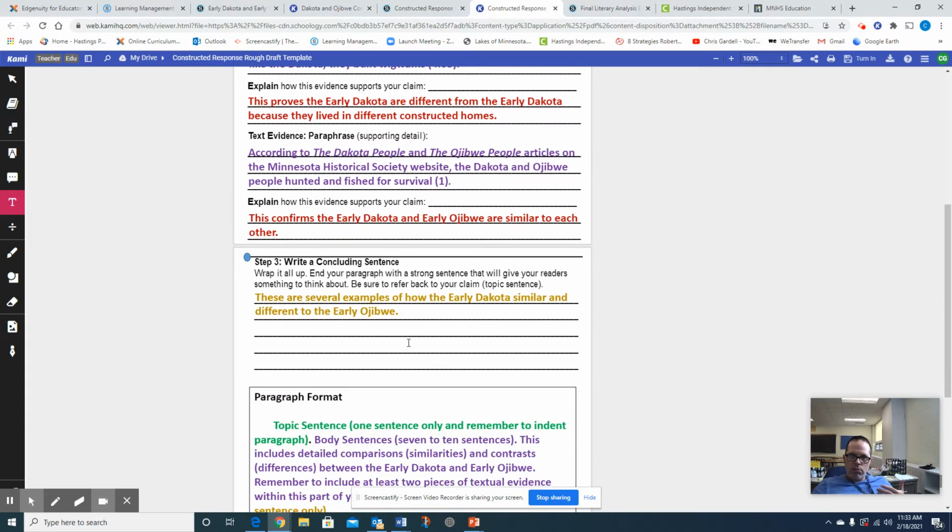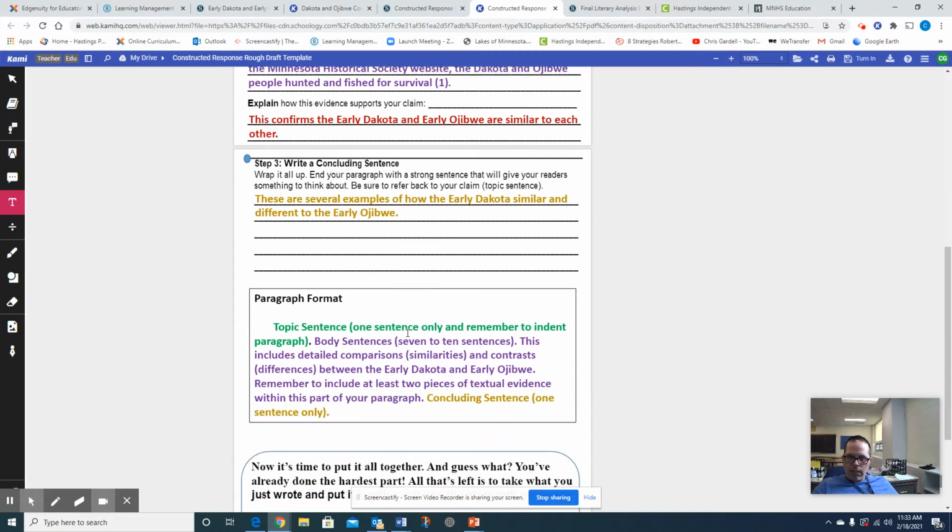Step 3, make sure you write a concluding sentence. That basically wraps it up. And really, I think the biggest thing in this slide is to focus on the paragraph format. So we have one topic sentence, okay? So that's only one of your sentences. We have one concluding sentence. And in between, that's really the body part of our paragraph.